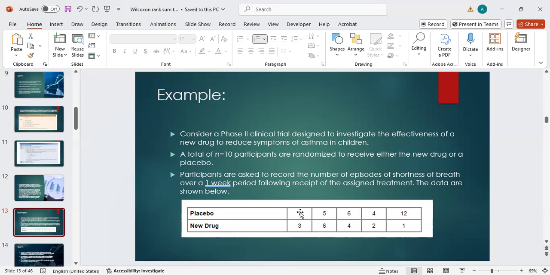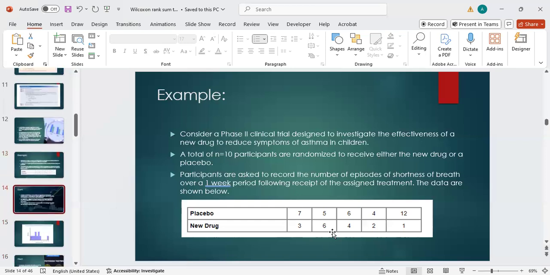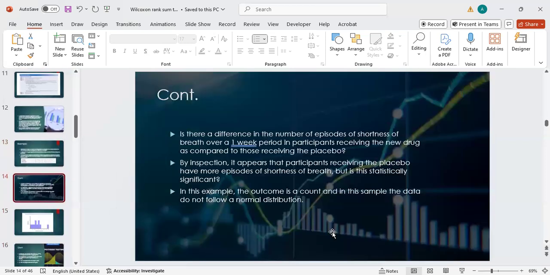In the placebo group, 7, 5, 6, 4, and 12, and in the new drug group, 3, 6, 4, 2, and 1. Is there a difference in the number of episodes of shortness of breath over a 1 week period in participants receiving the new drug as compared to those receiving the placebo?